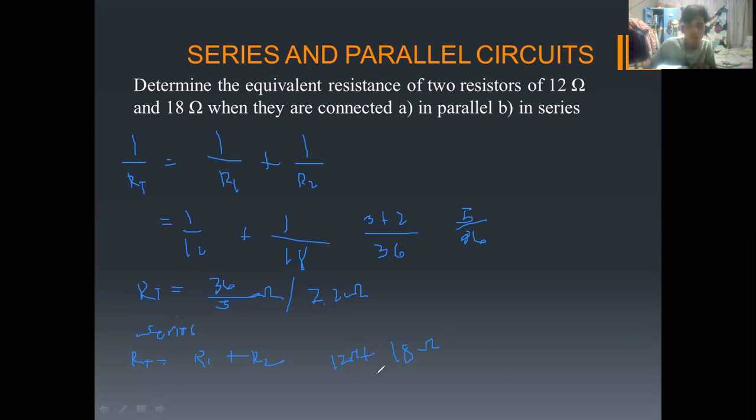Yung R total is equal to, ito yung sa parallel. R sub total natin is equal to 30 ohms.